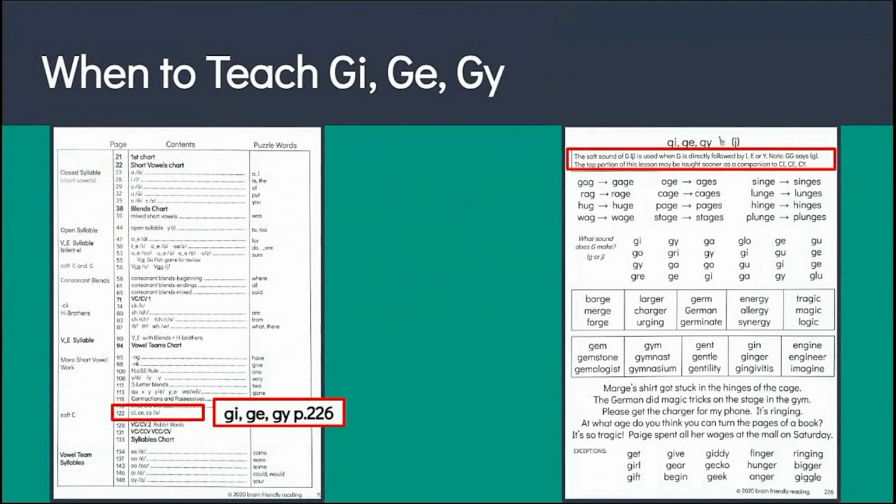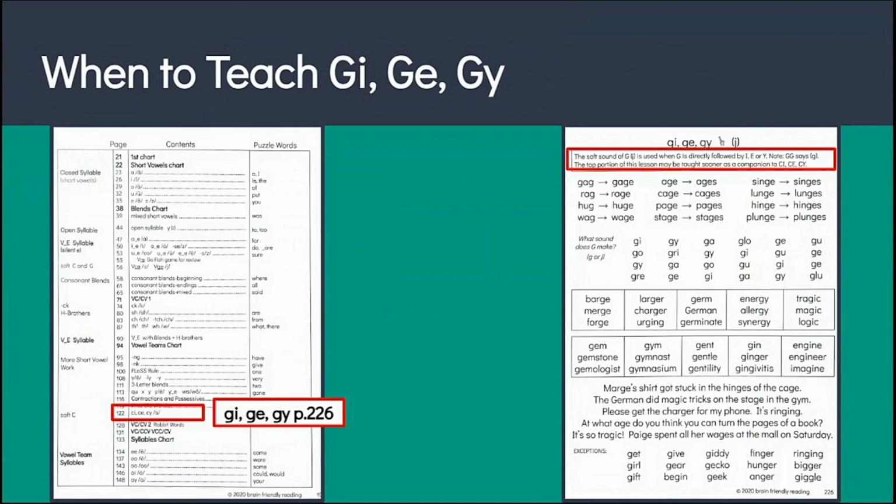Even though the lesson page for this skill is found way back on page 226 of your training companion guide, you can teach it much earlier in the sequence. In the teacher box at the top of the page, it suggests teaching the top part of the lesson as a companion to the CI-CE-CY lesson page, which is found on page 122. Both of these lessons focus on the soft sound of the letter when followed by I, E, and Y. So it makes sense to teach the two skills back to back.